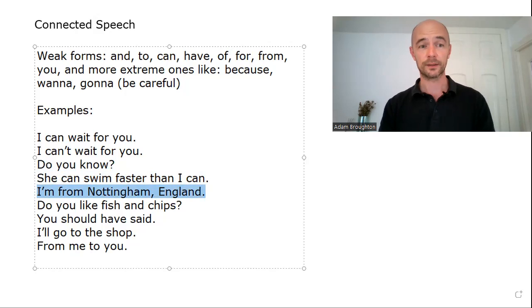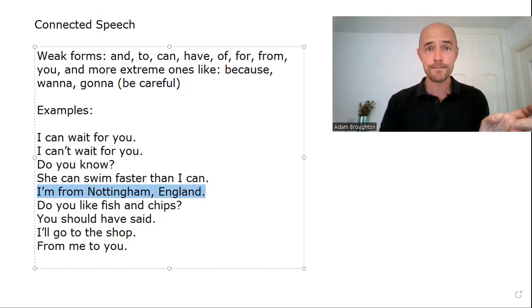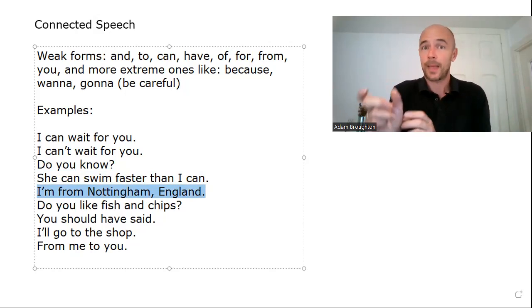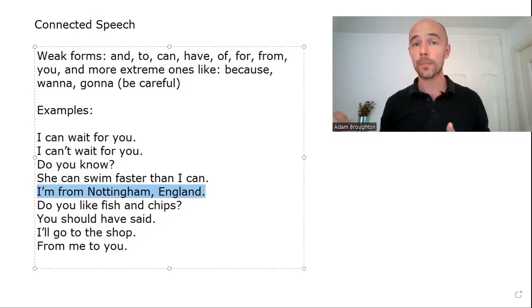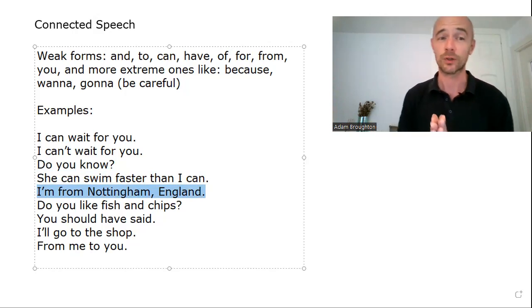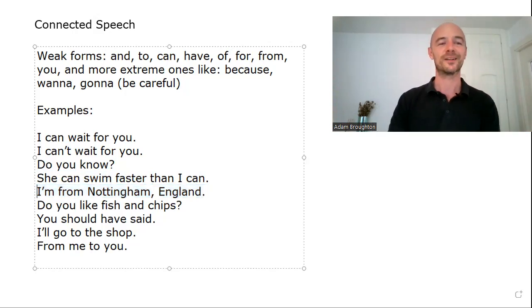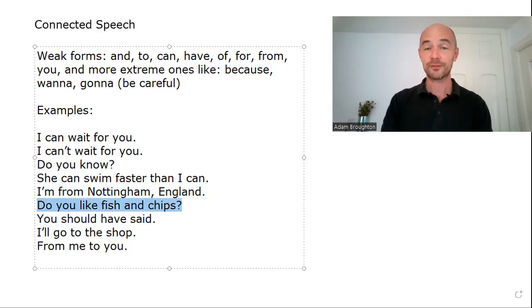I'm from Nottingham, England. I'm from. This sounds like am. Sounds like just the auxiliary verb am. I'm from. We don't typically say from. I'm from Nottingham, England. You can say it like that. Most native speakers wouldn't, particularly if you're from Nottingham, like I am. I'm from Nottingham, England.